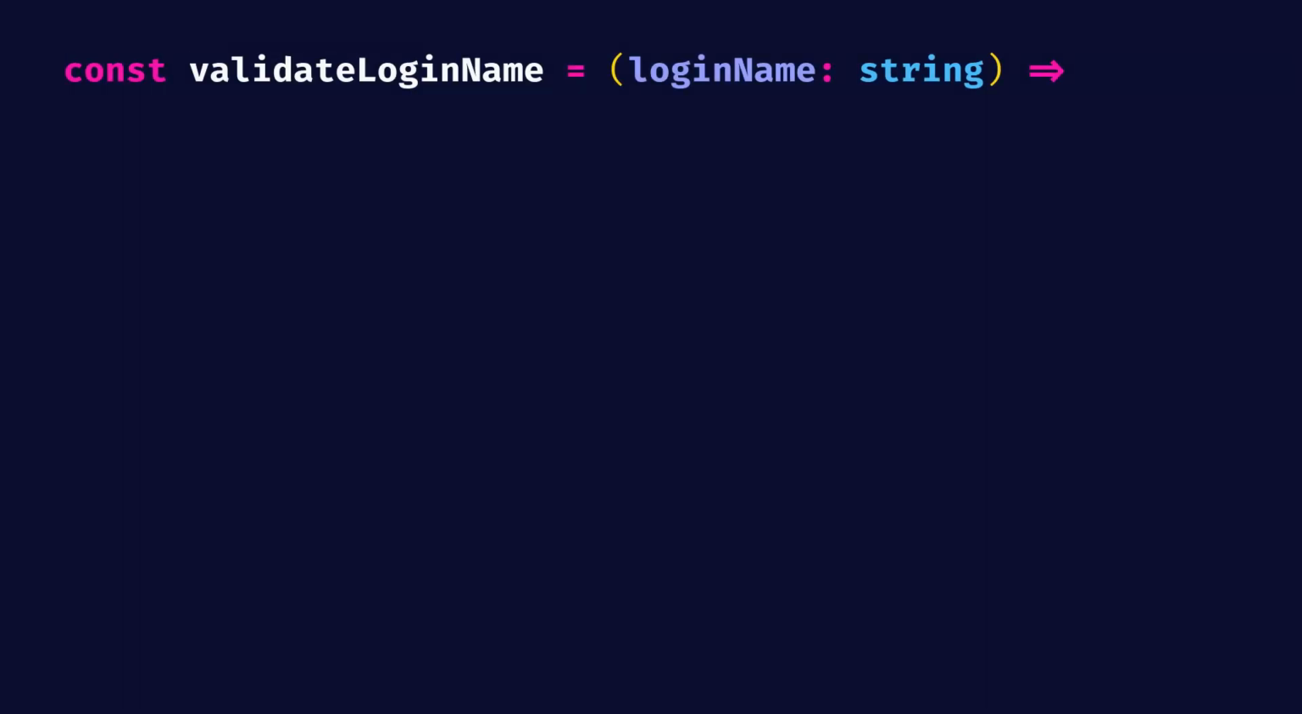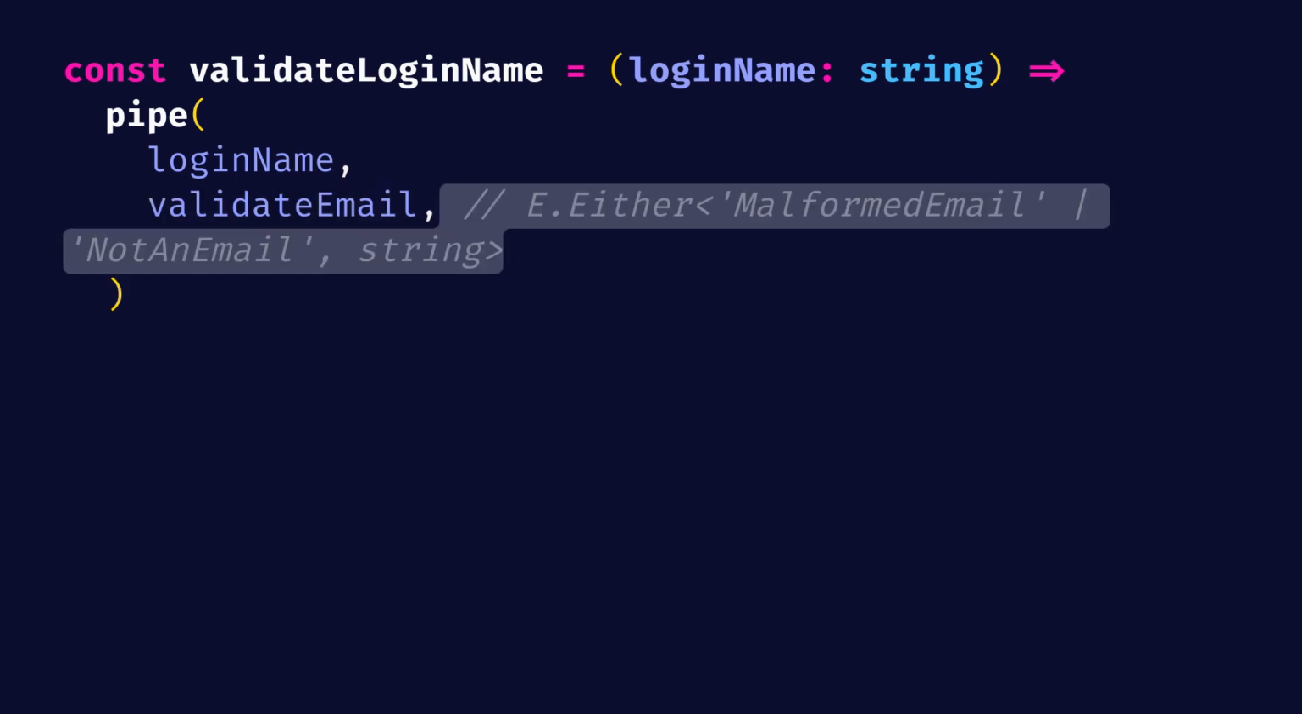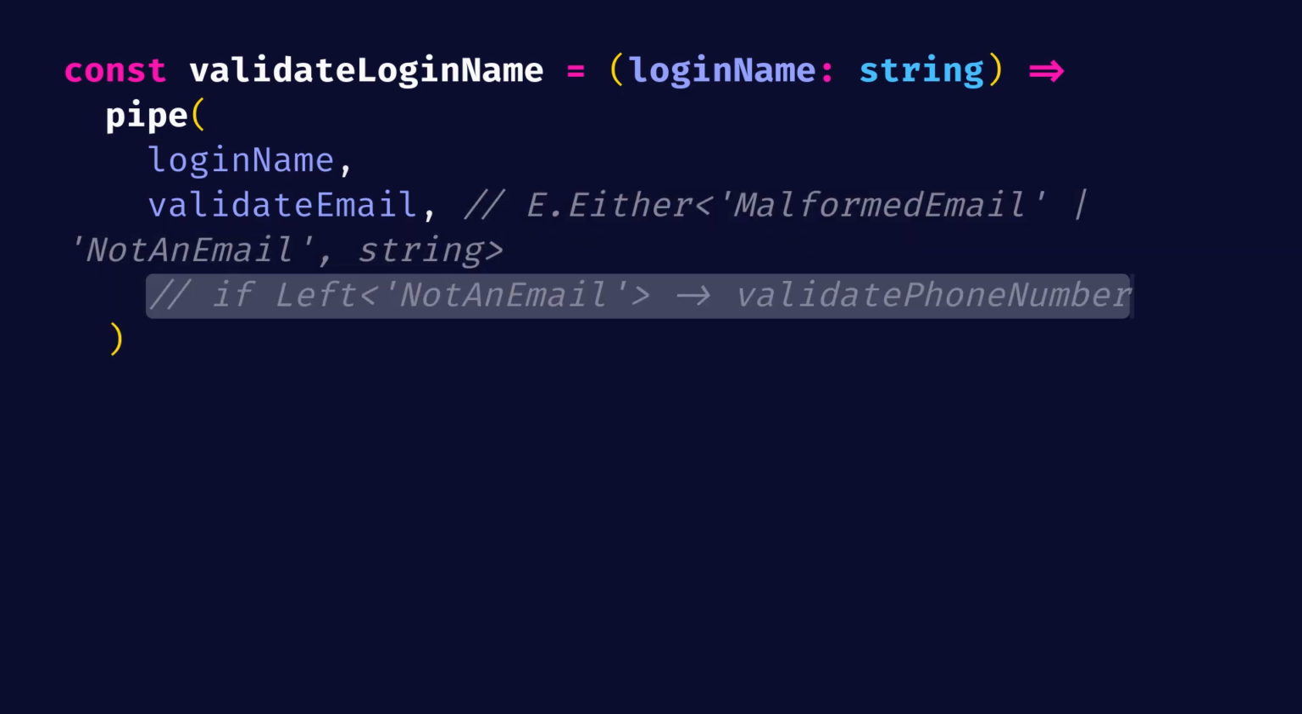Going back to the validateLoginName function, the first thing we want to do is to validate if the entered login name is a valid email, which we can do by piping it into validateEmail. And the result that we get back is either malformed email or not an email in the left case, and a string with a valid email in the right case. Now, if we have a left with the not an email error, we want to try to recover from this error by validating the login name as a phone number.